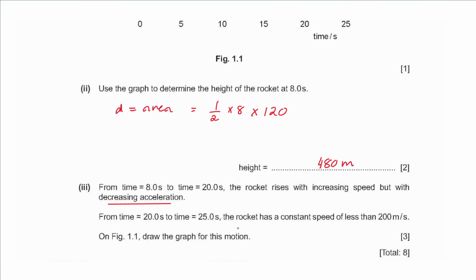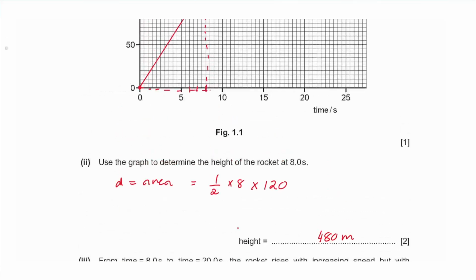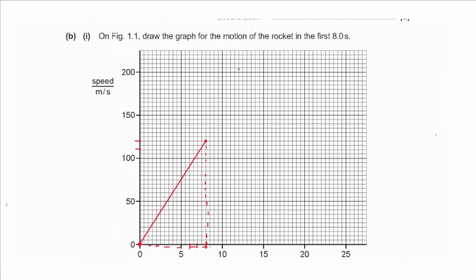First, we can start with the constant speed, which is a horizontal line below the 200 meters per second speed. For example, starting from this position and horizontal line to 25 seconds, from 20 to 25 seconds. And then we draw a graph of decreasing gradient between the ending point of the straight line and the start of the horizontal line. So we can draw a curve like this. So this is a decreasing gradient, then horizontal line representing decreasing acceleration, then zero acceleration or constant speed.